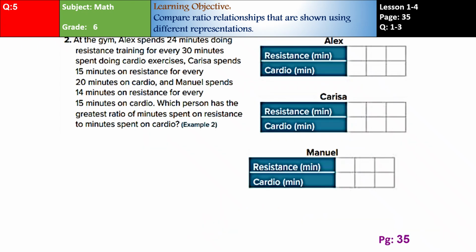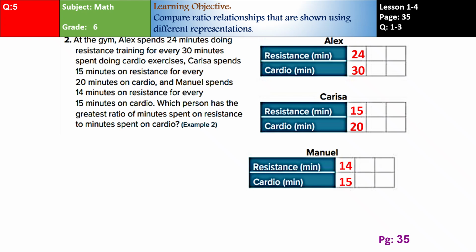At the gym, Alex spent 24 minutes doing resistance training for every 30 minutes spent doing cardio exercise. Garcia spent 15 and 20 minutes and Manuel spent 14 and 15 minutes. Now what happened there, they already gave us the tables and they are telling us to use the ratio table to complete it. We will write here for Alex it was 24 and 30. We will continue the table. For Garcia it is 15 and 20 and for Manuel it is 14 and 15.